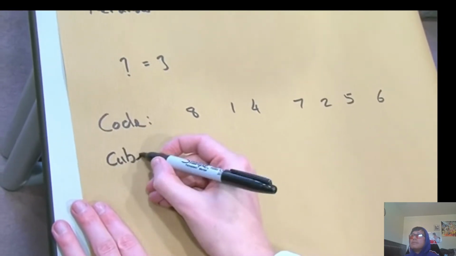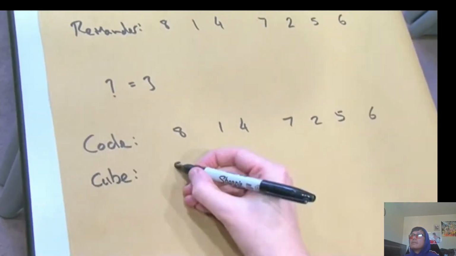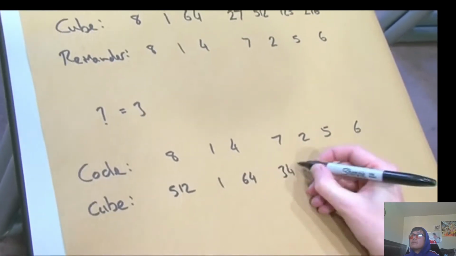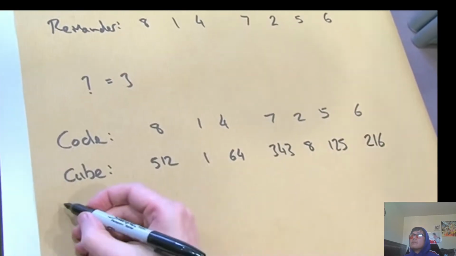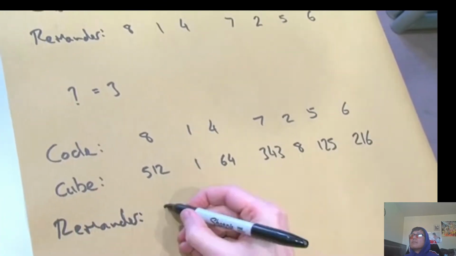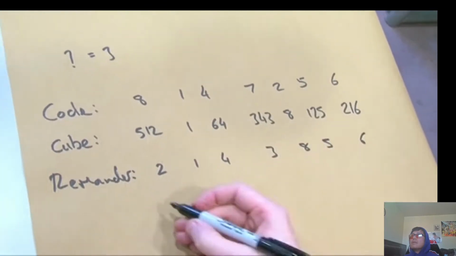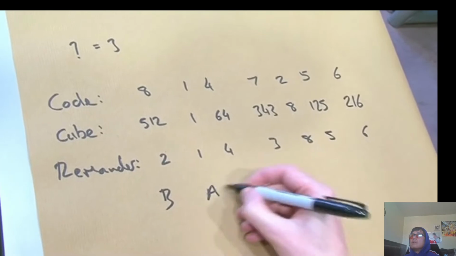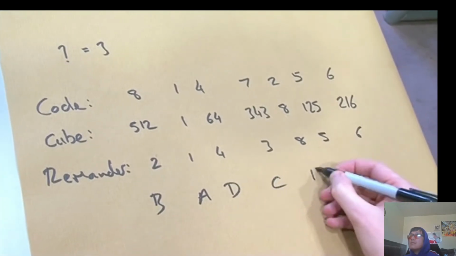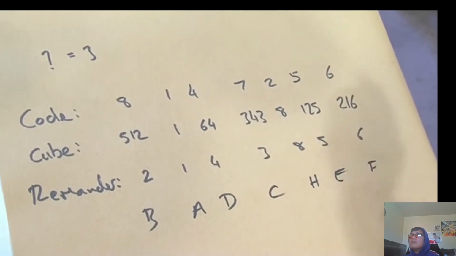But I'm going to cube again. So I cube these numbers. We do like we did before. We divide by 10 and find the remainder. And then the decoder will turn that into letters, which is B, and he gets the message back again, bad chef. Now that's just a taste of how it works.